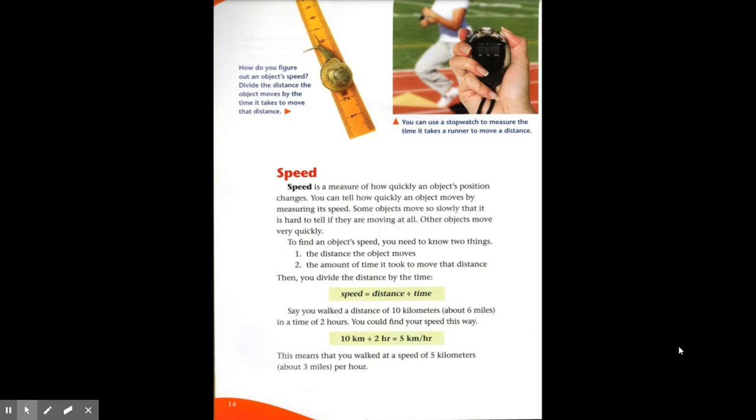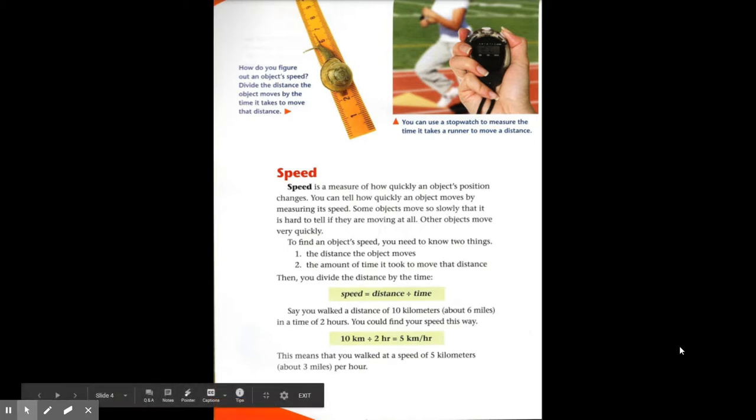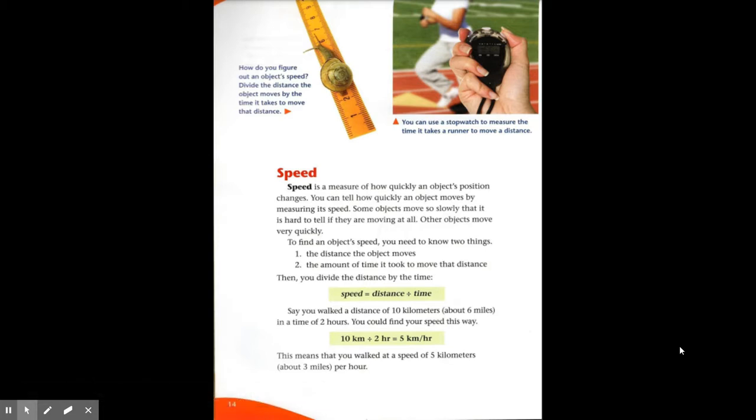Some objects move so slowly that it's hard to tell if they're moving at all, like the snail in the picture. Other objects move very quickly. To find an object's speed, you need to know two things. Number one, the distance the object moves, and two, the amount of time it took to move that distance. Then you divide the distance by the time. Speed equals distance divided by time.